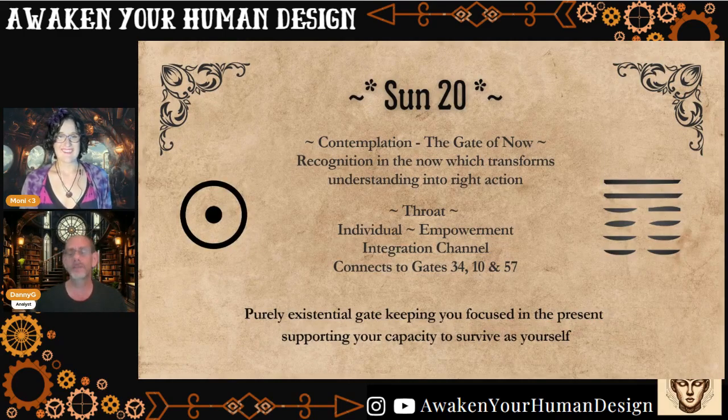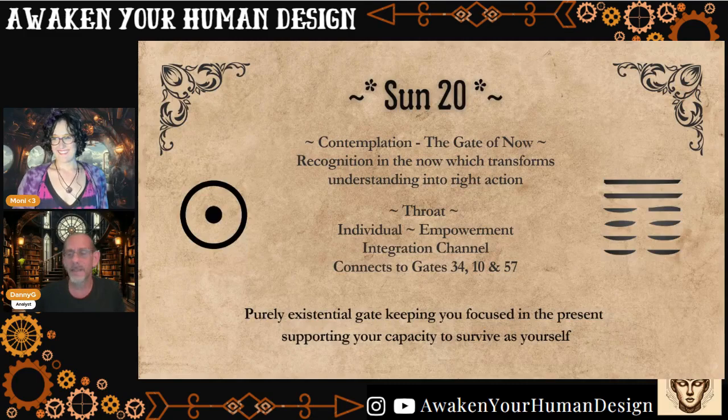Being in the throat, it's about empowerment, and it's part of the integration circuitry. So it's deeply concerned with its contemplation in the now and its self-empowerment. So it really serves a dual purpose. It's part of the individual circuitry, so it's empower the other in the now. It's part of integration, so it's self-empower myself. I survive now. My behavior makes me aware that I survive with the power I need to have right now. That's what integration says. And so it's a pure existential gate, keeping you focused in the present, supporting your capacity to basically survive as yourself. Yeah, I was just saying that.